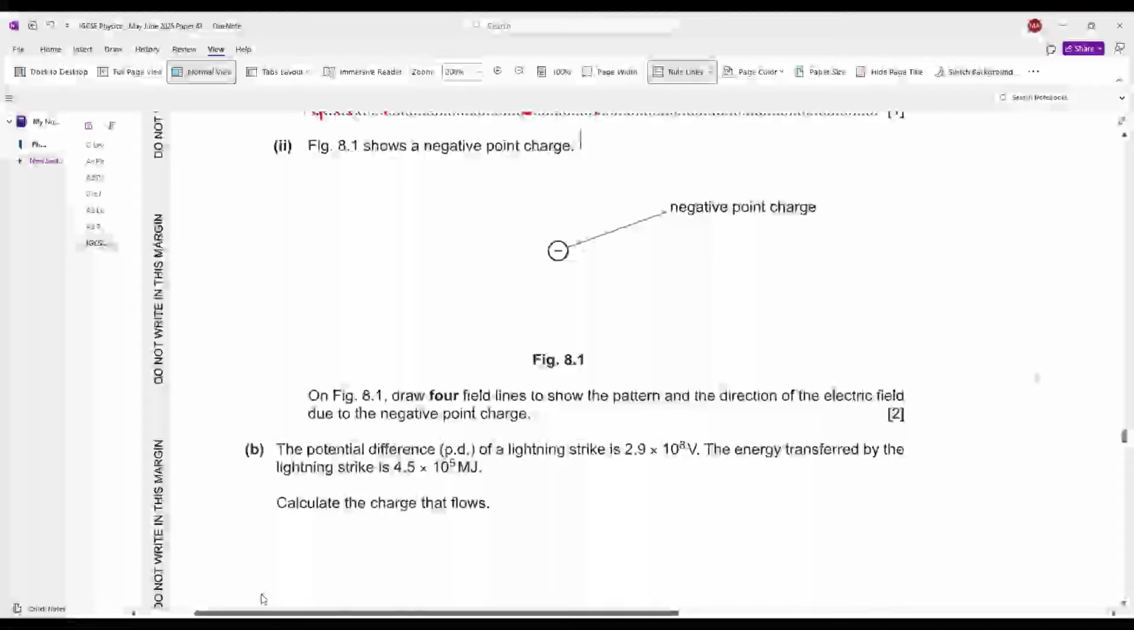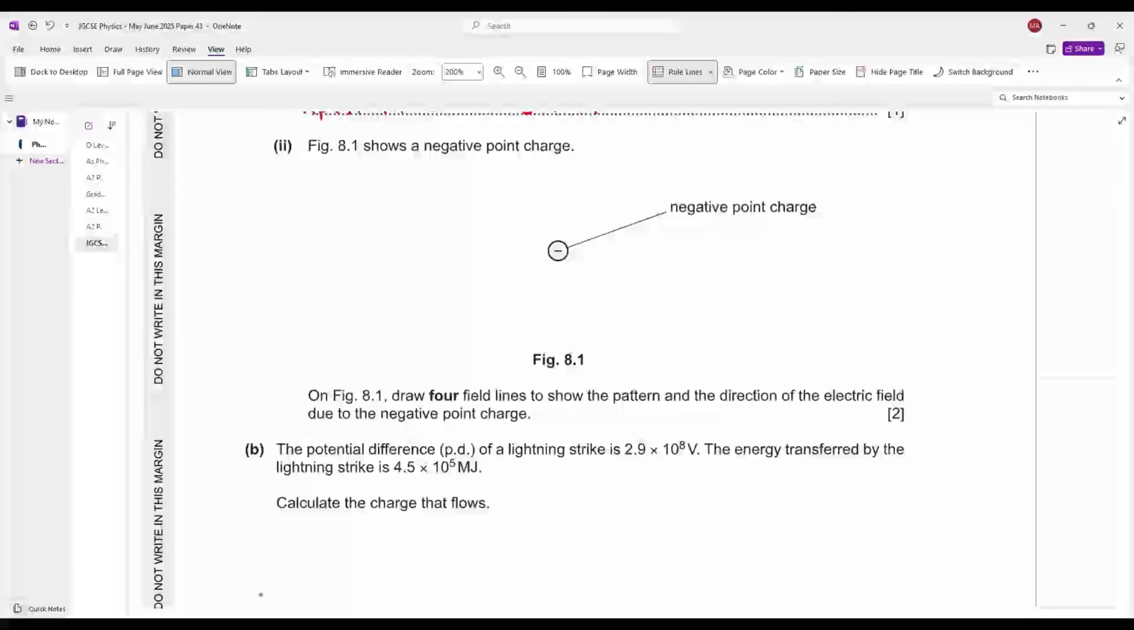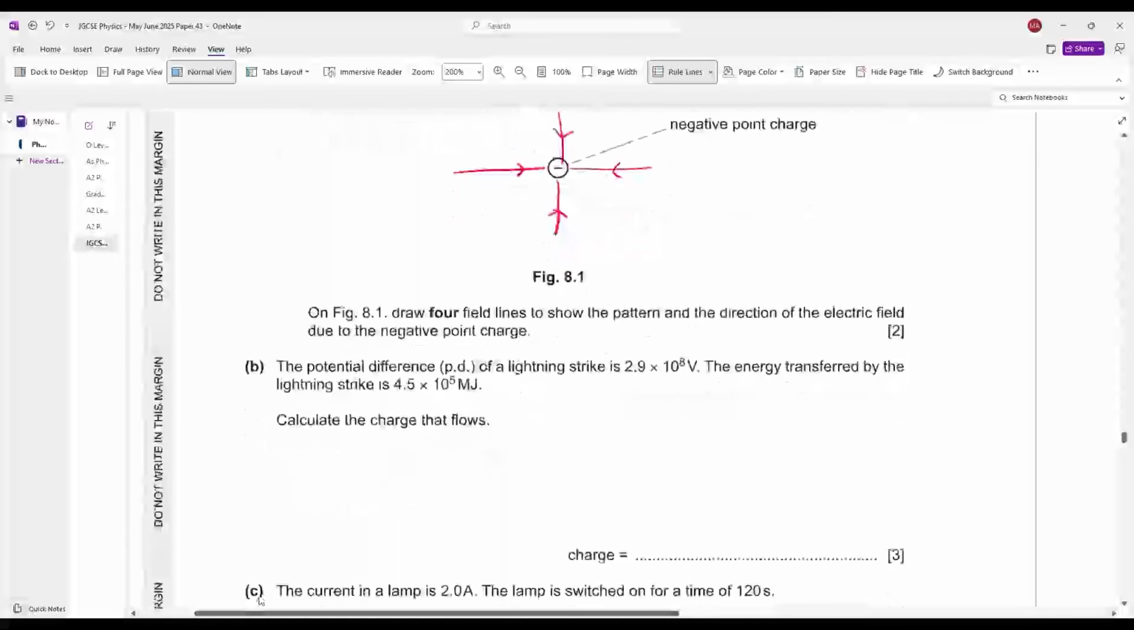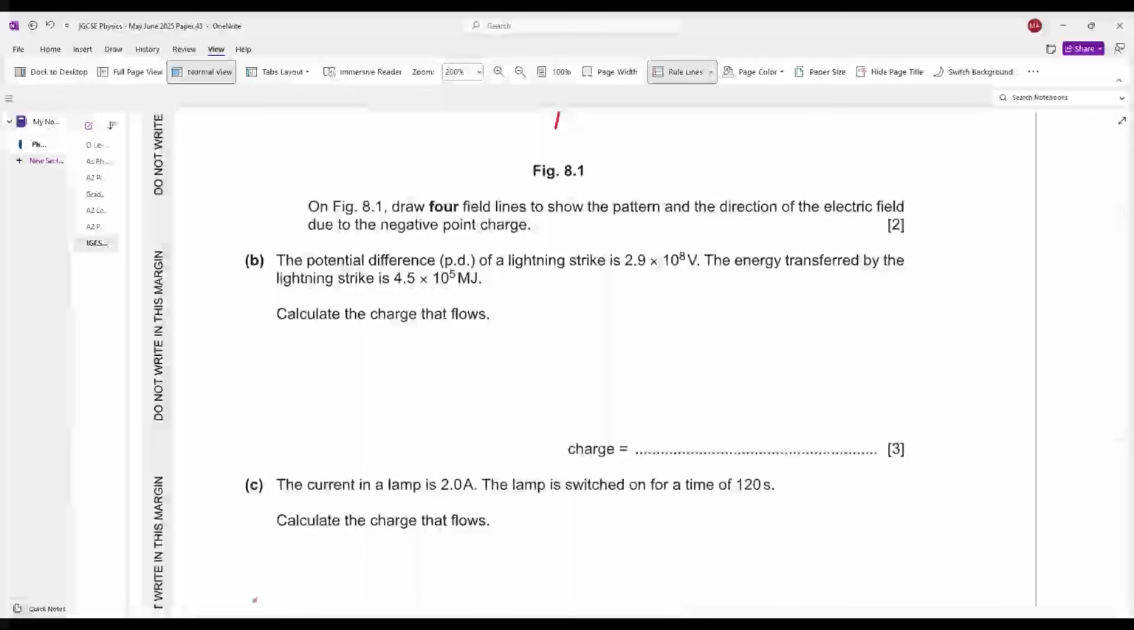Figure 8.1 shows a negative point charge. Draw 4 field lines. अच्छा, negative charge में field lines किस तरह होती हैं? Always inward like this. Simple. You had to draw 4, you have drawn that.